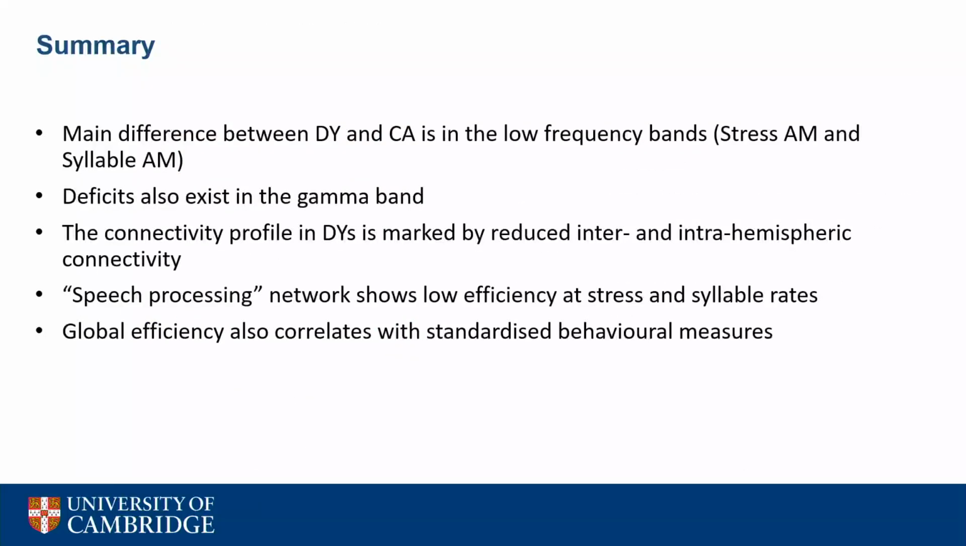So just to summarize, the main differences in children with dyslexia and controls are particularly in the low frequency bands, the stress and syllable AM. They also show high frequency gamma band differences, but those are right lateralized rather than left, which is what the adult literature will tell you. And there is a marked reduction in inter and intrahemispheric connectivity.